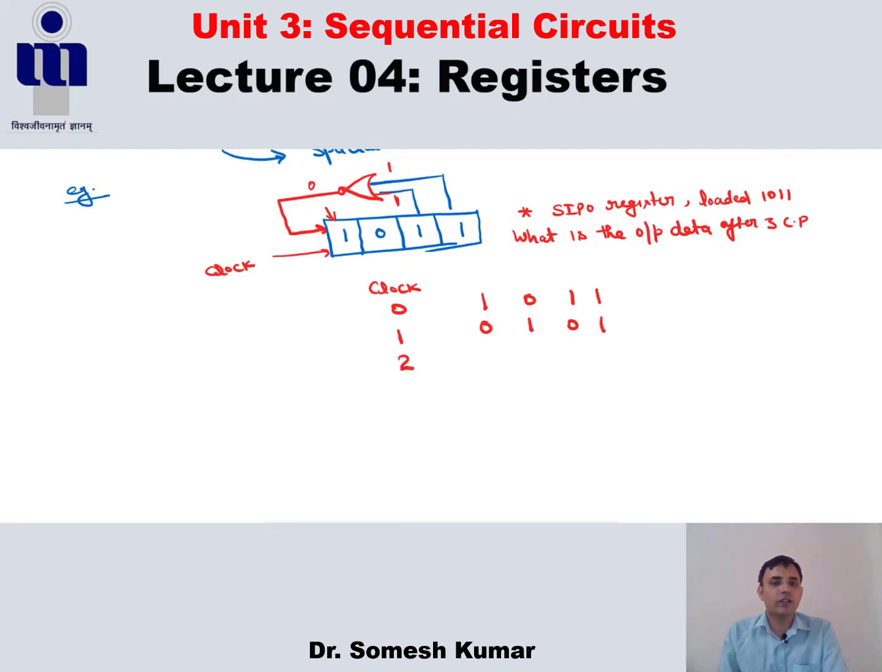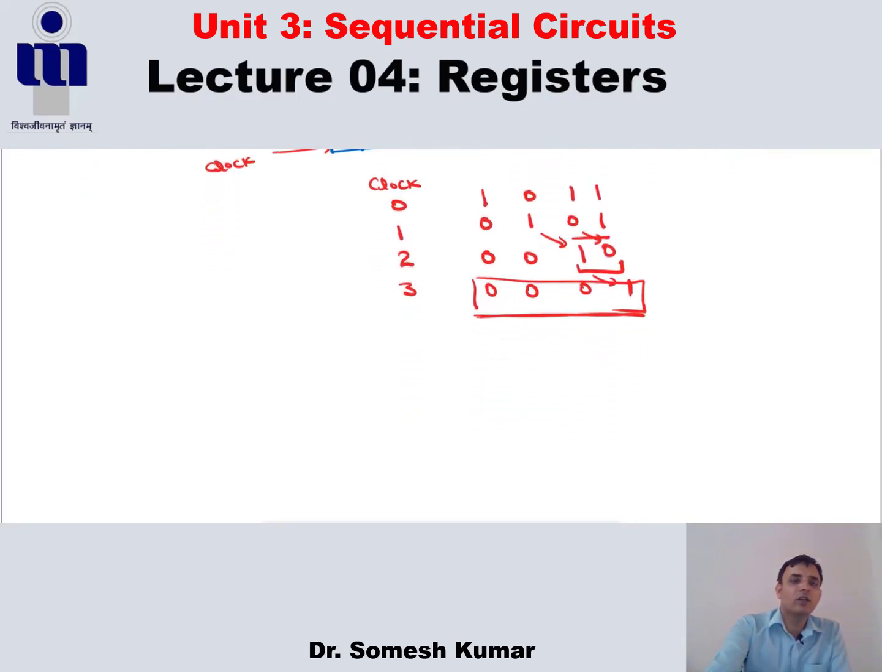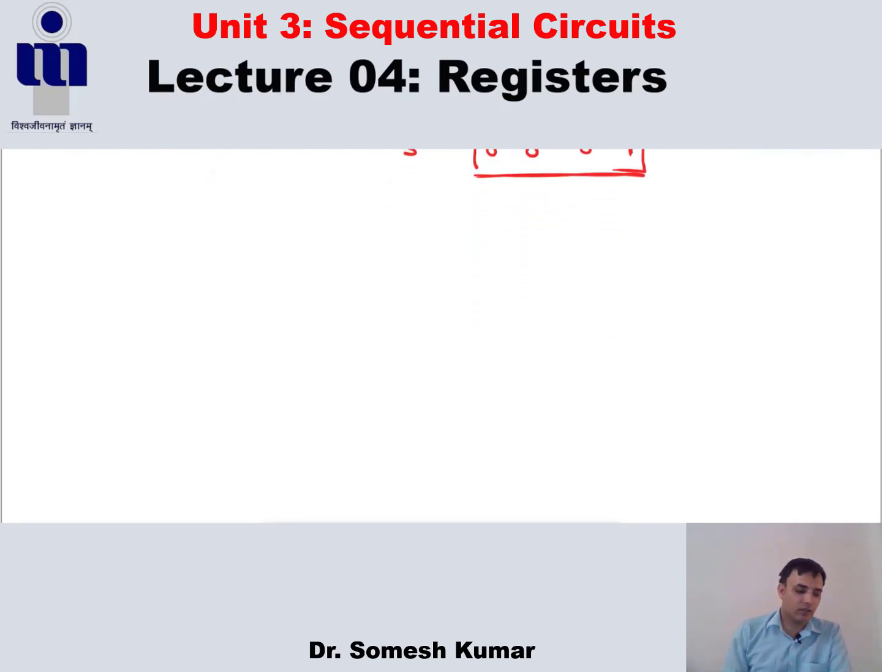In the next clock cycle, what happens? This becomes 0 and 1, here becomes 0 and 1. Now 0 and 1 give 0 again, so 0 comes here. This 1 is shifted here, and this 0 is shifted here. Again in the third clock cycle it becomes 0, 0, 0, and this 1 is shifted here. So this is the data after 3 clock pulses. This type of question can be asked in your exams, in PSU exams or the GATE exams. Next we will take another example.